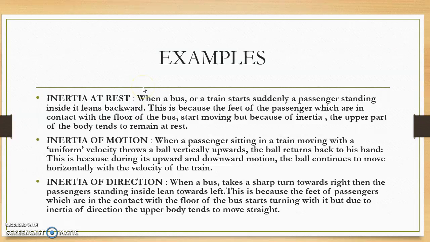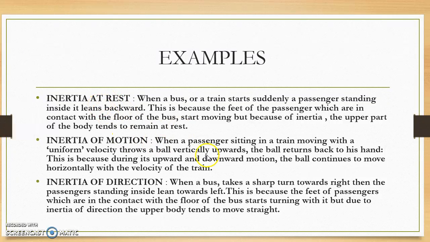Let's see some of the examples which are based on inertia of rest, inertia of motion, and inertia of direction. First, we will see an example of inertia of rest. When a bus or train starts suddenly, a passenger standing inside leans backward. This is because the feet of the passenger, which are in contact with the floor of the bus, start moving, but because of inertia, the upper part of the body tends to remain at rest.